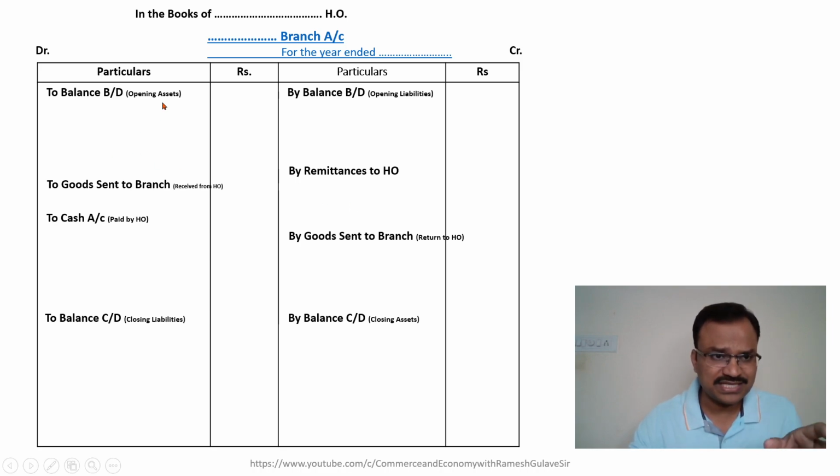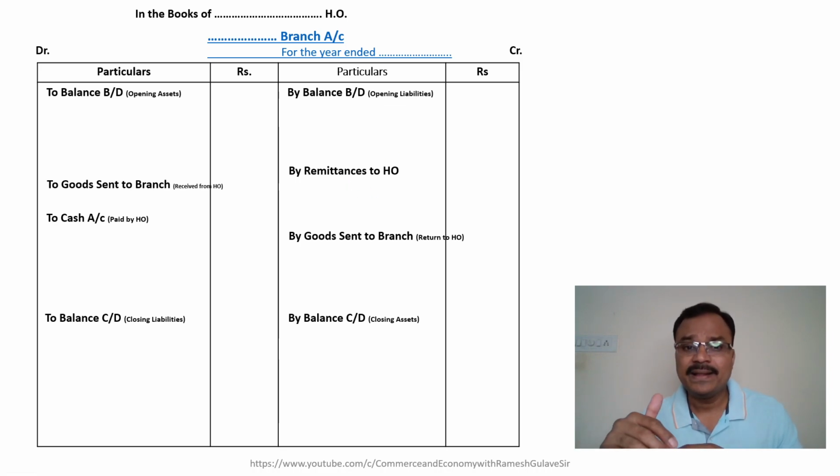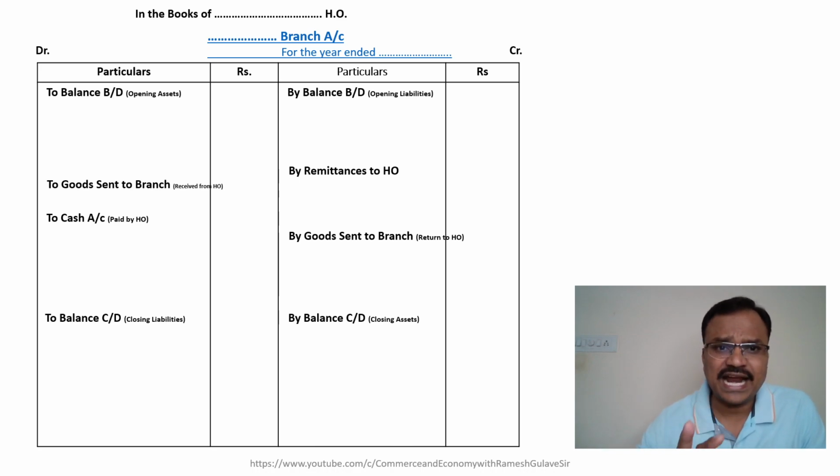Like opening balance of assets is recorded on the debit side, then to goods sent to branch is recorded on the debit side, then cash expenses or cash paid by head office to meet the expenses of branch are recorded on the debit side. Similarly, on the credit side, opening balance of liabilities is recorded, then remittances to head office, it means cash sent by branch to head office, then goods sent to branch, that is return of goods by branch to head office. Right. Now this will help you to post the given information at the right place.